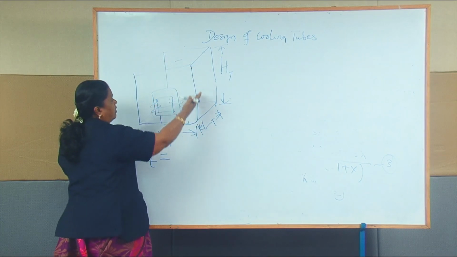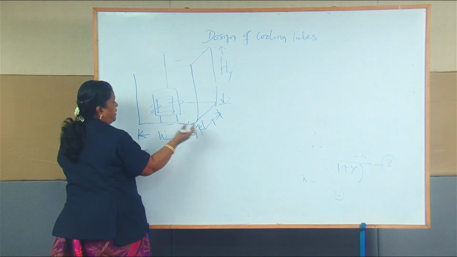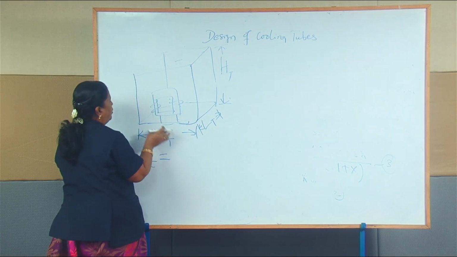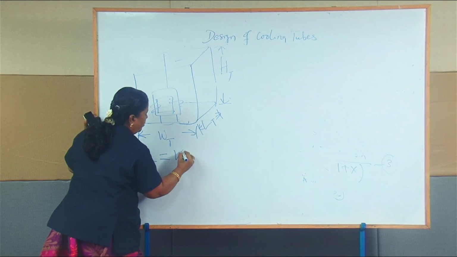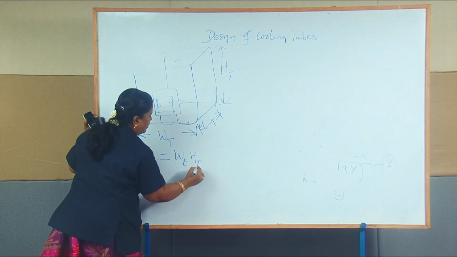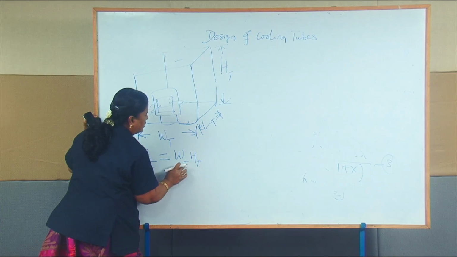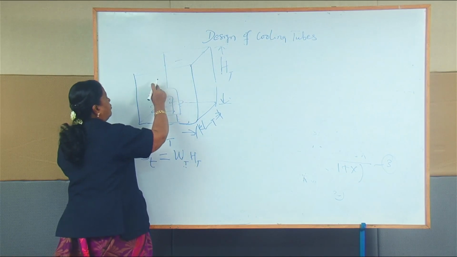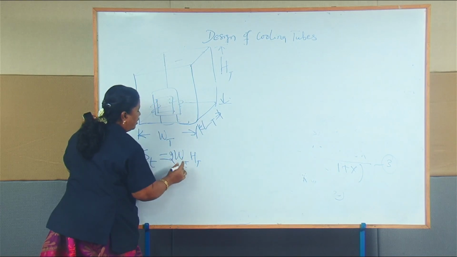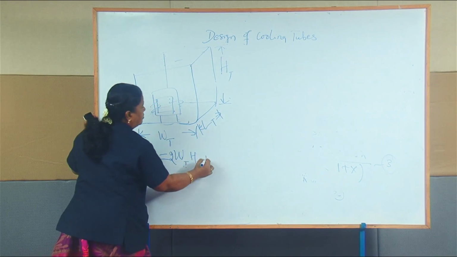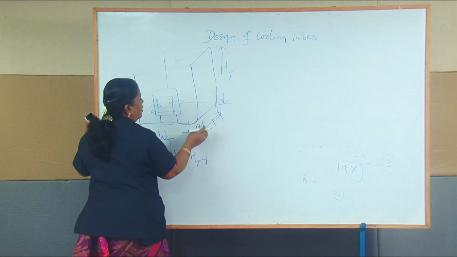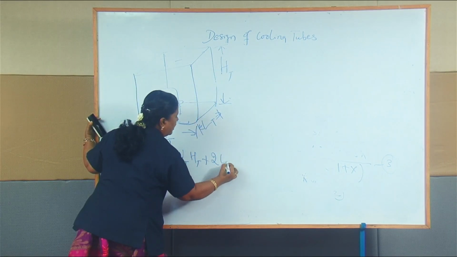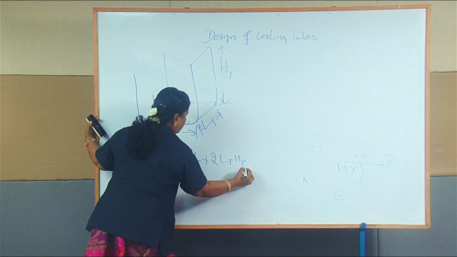It is nothing but a rectangle, or a square. I can multiply Wt into Ht. We have the other side also, so this side and the other side make 2 Wt into Ht. Similarly, how will you calculate this portion? Lt into Ht, and on the other side, so it is 2 Lt into Ht.